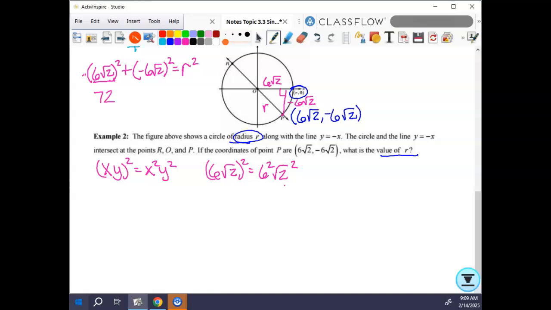Okay? And so then this is 72 plus 72. That's r squared. So r squared is 144. When I take the square root, I get plus or minus, but the radius is always positive, so r is 12. Okay.